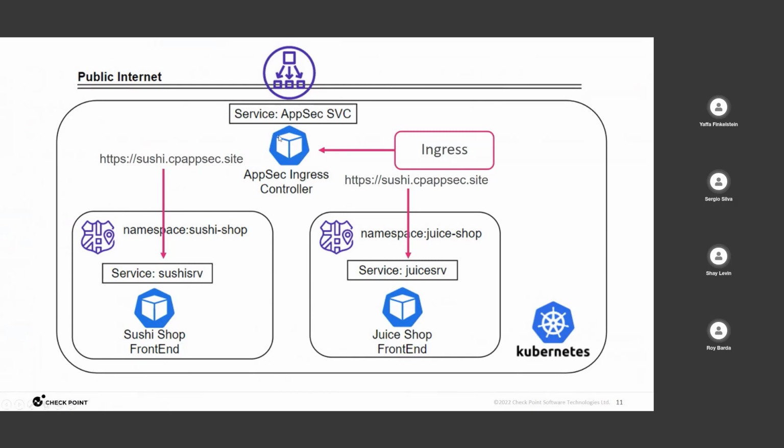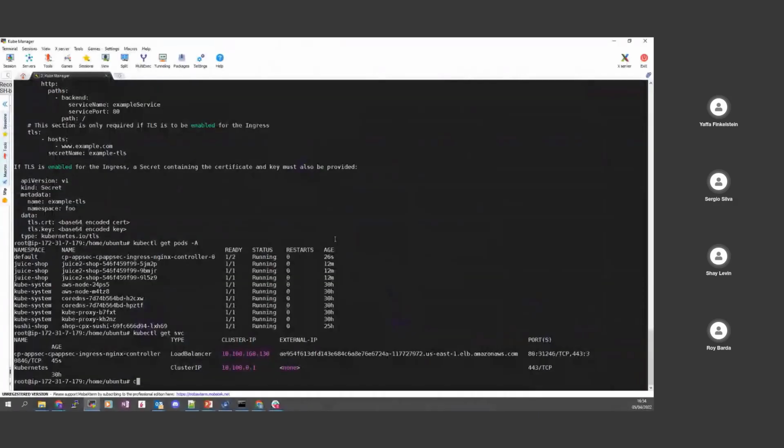So we are talking about the basic configuration, and now I'm going to configure the Ingress and terminate the connection on the Ingress controller. First, I will create a self-signed certificate. This is just for my demo environment, so I'm going to create a self-signed certificate for the sushi shop and also for the juice shop. Okay, so let's start with creating the self-signed certificate, and let's do that.